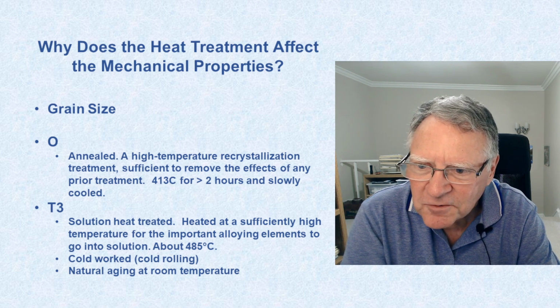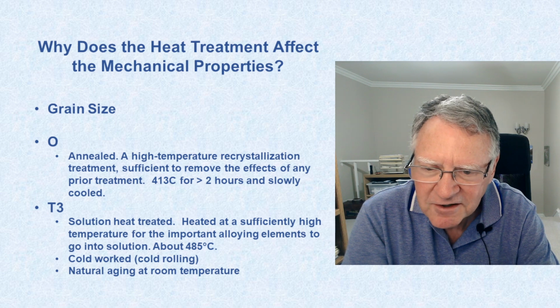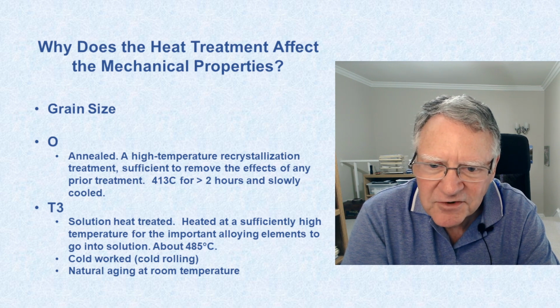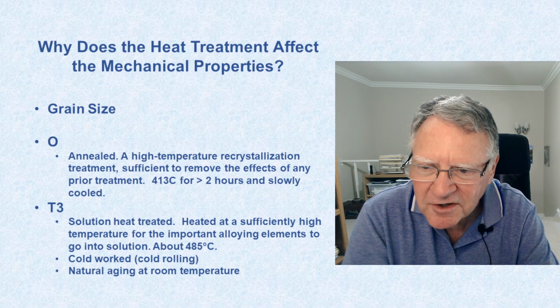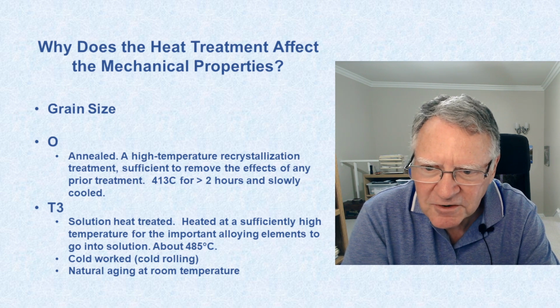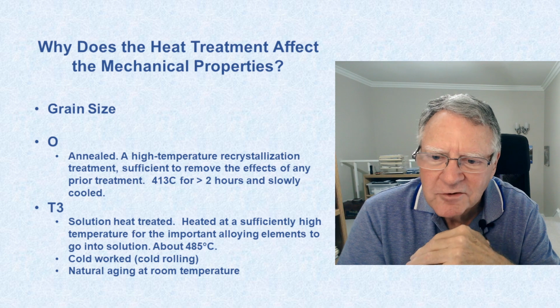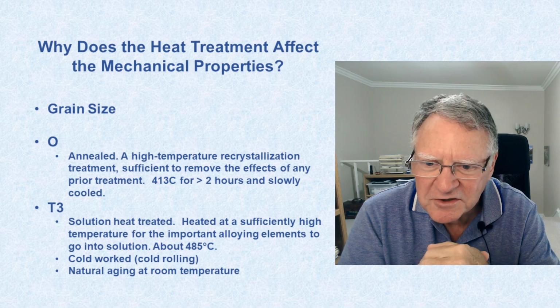So the T3 is cooled very rapidly. As I already mentioned, it's quenched in water or something like that. And it has a much, much smaller grain size than the -O material. So it turns out that's good. And the question is, why is that good?